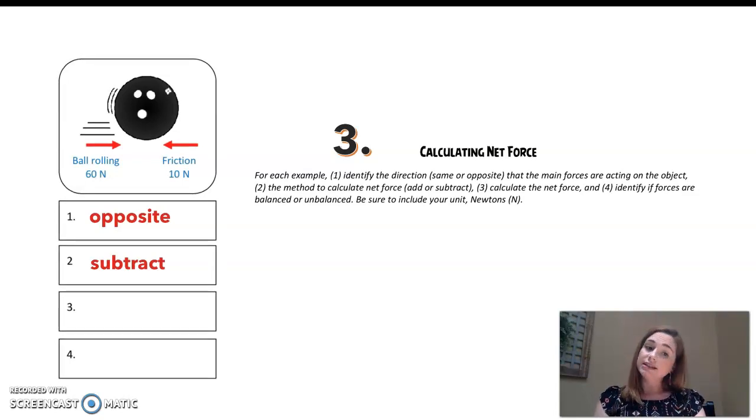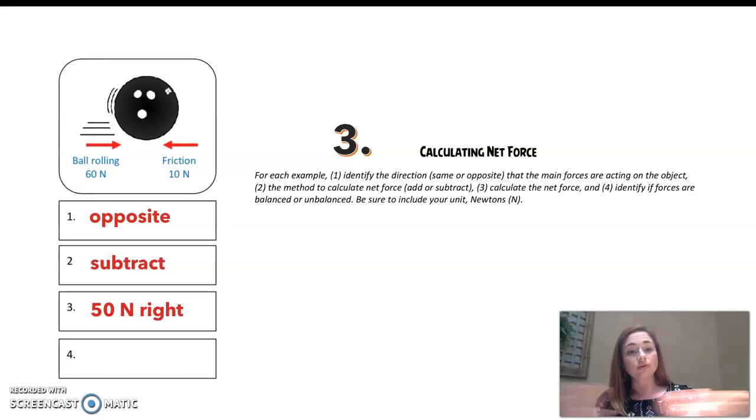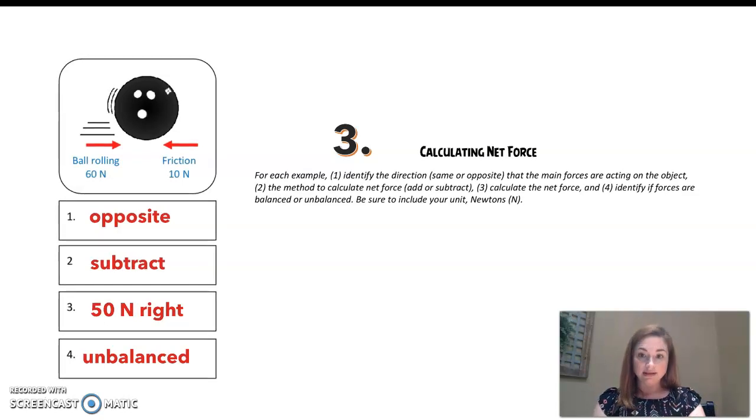So if I take 60 newtons minus 10 newtons, the overall net force is 50 newtons to the right because it's stronger going towards the right. The 60 newtons will overtake the 10. If it's moving, I automatically know it is unbalanced. Hopefully you're starting to figure this out.